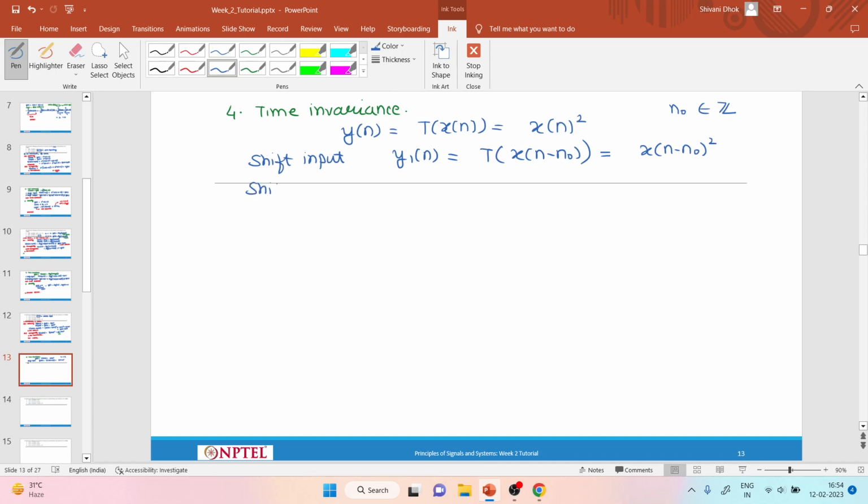If I shift my output, that is, if I look at y of n minus n naught, then again I will get x of n minus n naught square, which is equal to y1 of n, which I obtain by shifting just the input, which means that shifted input is giving me a shifted output, and that's why this system is time invariant. Now let us look at stability.